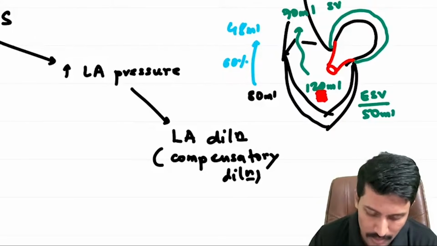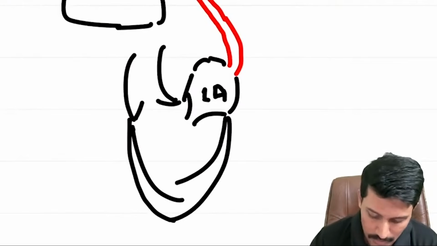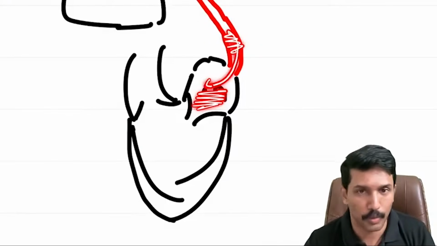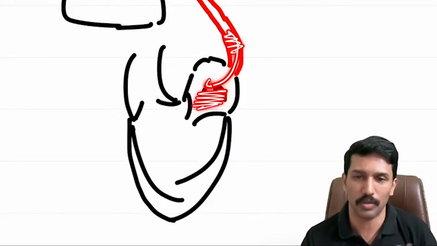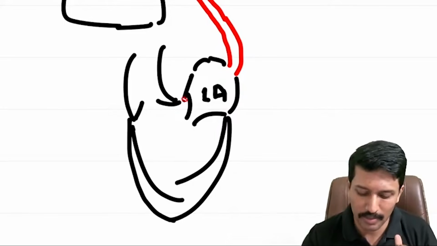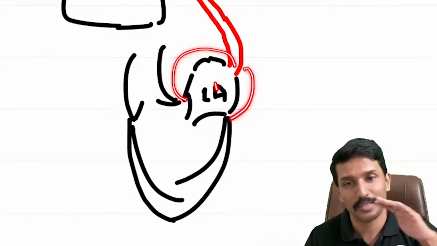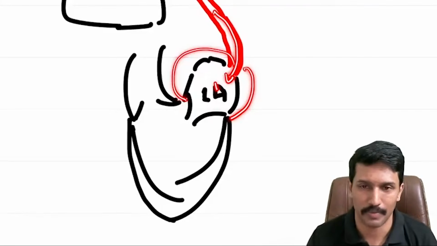Why should it compensate? The answer is simple. If left atrial pressure increases, then we know that pulmonary vein pressure has to increase. Then only blood will come from the pulmonary vein to the left atrium. So the left atrium does not want to burden the pulmonary veins. Pulmonary vein pressure should not increase. So it dilates. As long as it can dilate, it keeps dilating so that the left atrial pressure remains low, so that the blood easily flows from pulmonary veins to left atrium.